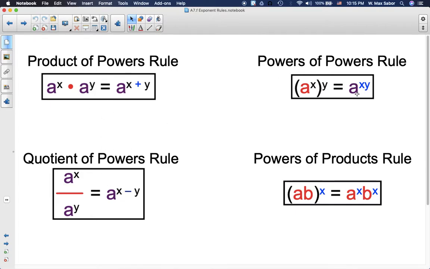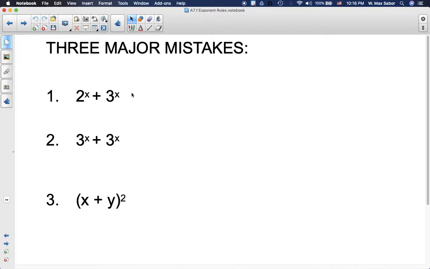The powers of powers rule doesn't change the base, but there doesn't have to be multiple bases to do it, and that says you're multiplying the exponents when they're on top of each other. And the power of product rule says if everything inside the parentheses is multiplied or divided, you can distribute the exponent into it.